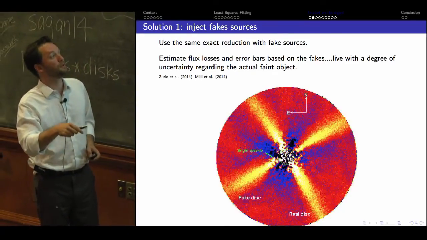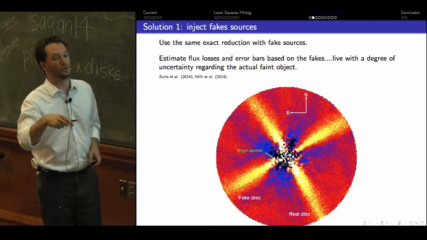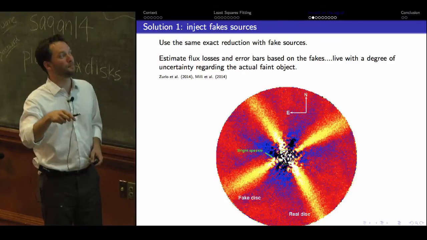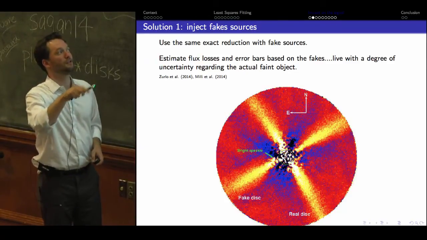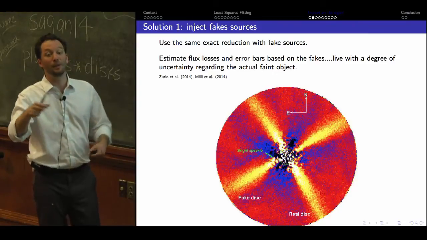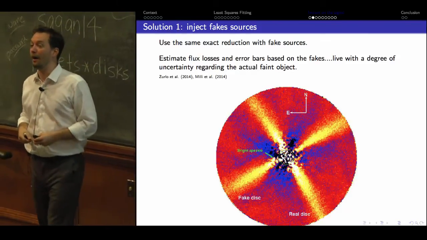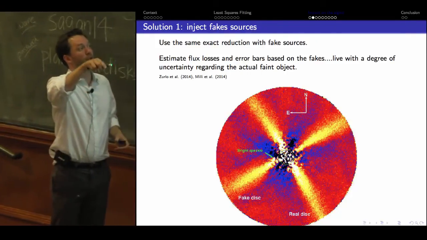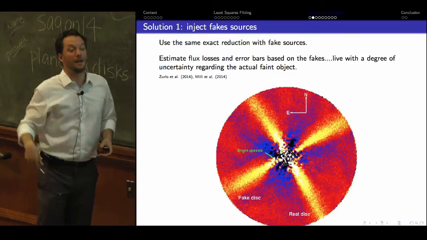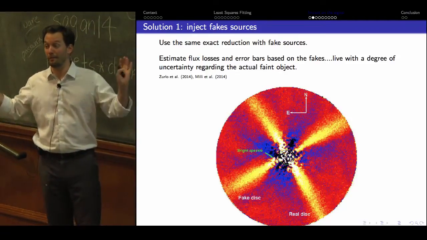Now, the tricky part when you do this, of course, is that you're figuring out what the algorithm does to your disk in parts of the image where you don't have signal. So it might be that the speckles are very different here than here, and you're not really retrieving exactly what's happening. In that case, if that's all you do, you try different orientations for your fake disk, and then you say, I'm going to live with the uncertainties of that, that's going to be my error bar, and I'm writing my paper, and I'm happy.